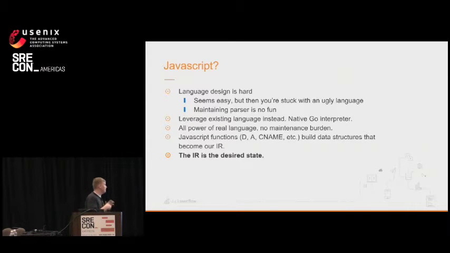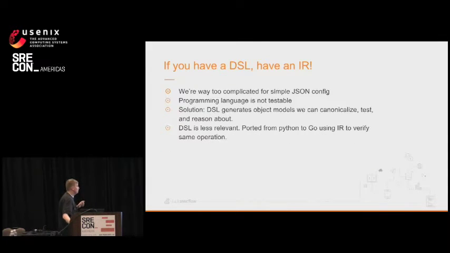But the front-end DSL is actually less significant than it seems, even though it's how we input our records. All of that code I've showed, just those functions, D and A and so forth, they just build a data structure that becomes our canonical DNS config. We call that the IR, or the intermediate representation, to steal a compiler term. And that's what's really important. We learned this kind of the hard way over time.